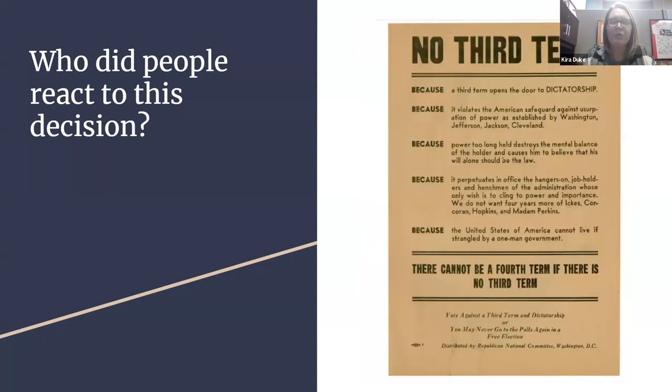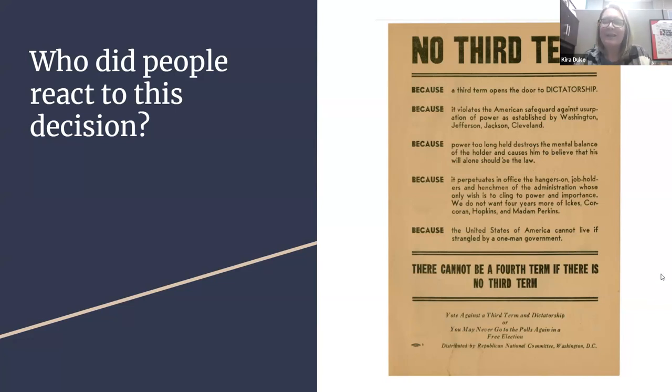The other source that you could get into and read is from the Republican National Committee. Again, very similar arguments: a third term opens the door to dictatorship. So again, that is a common theme in the argument against what FDR is doing. This also talks about the standard set by Washington and Jefferson and others to not run for a third term, and why staying in power too long is dangerous.